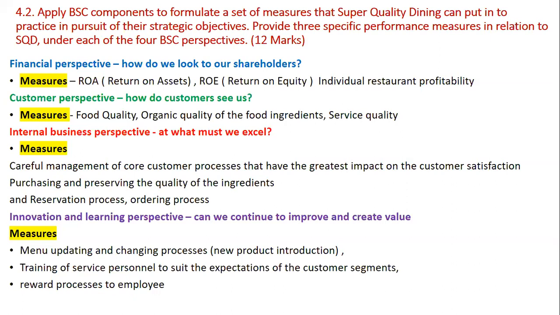So if you set objectives and targets for this, like KPIs, these are KPAs, key performance areas, and you put certain targets to them and drive it, then if you achieve those targets, financial perspectives are achieved. Financially, you are strong. Similarly, in other areas, the customer perspective means quality food, organic food, and also the level of service you offer.